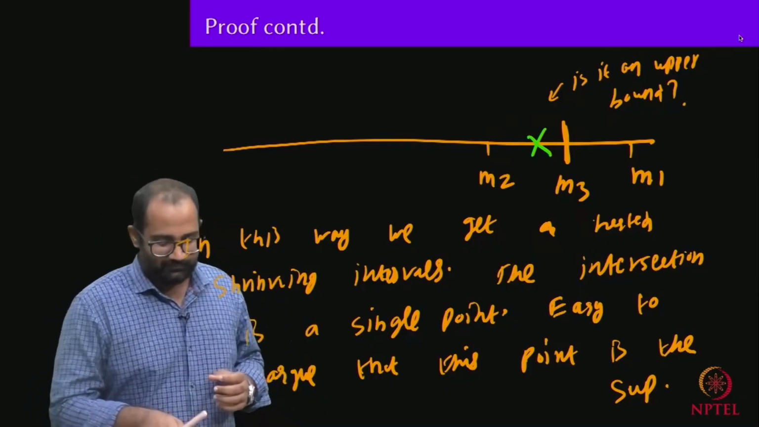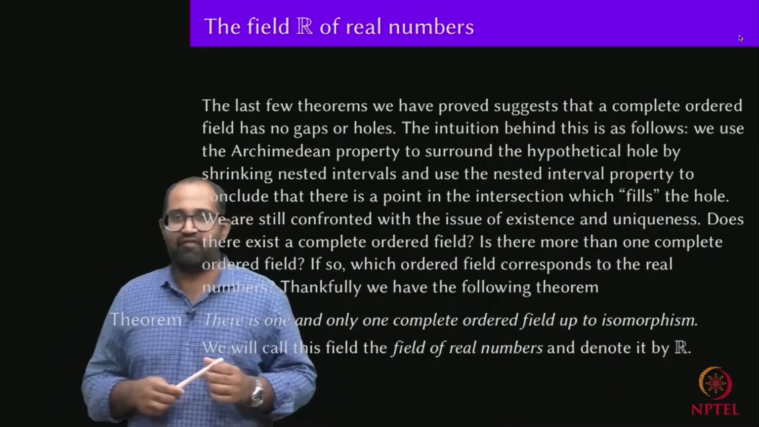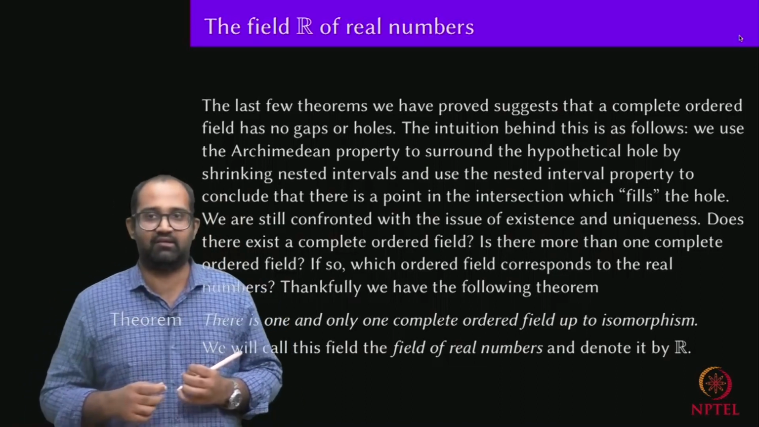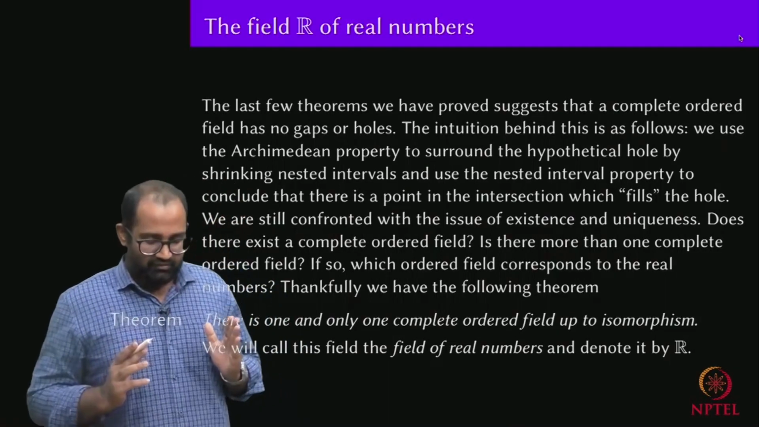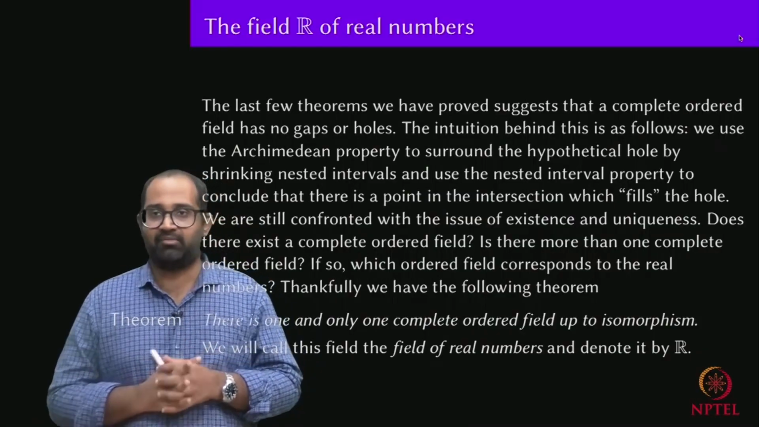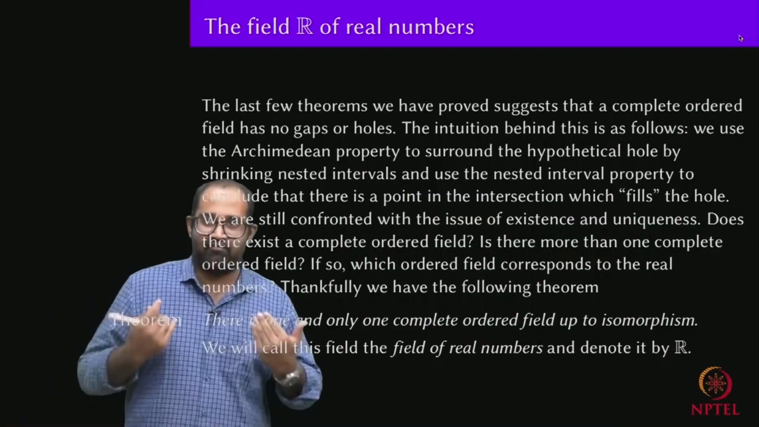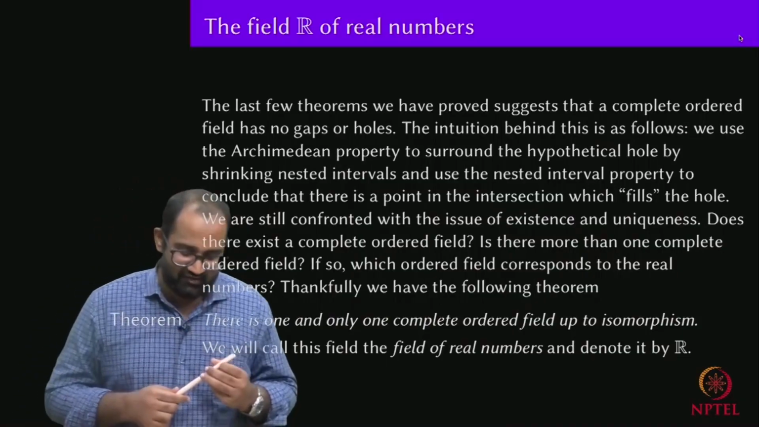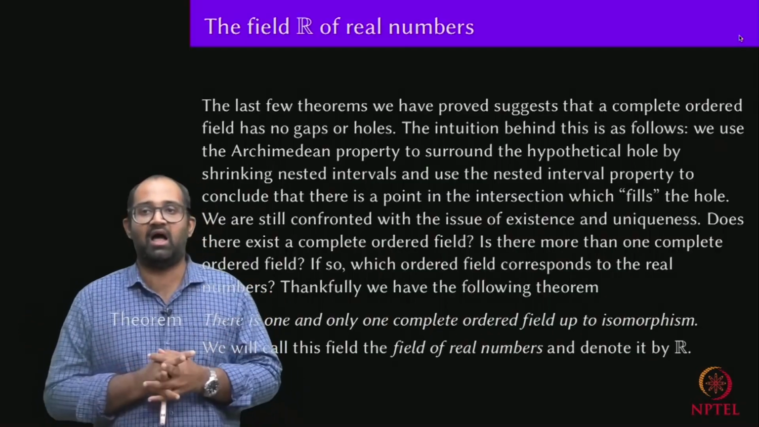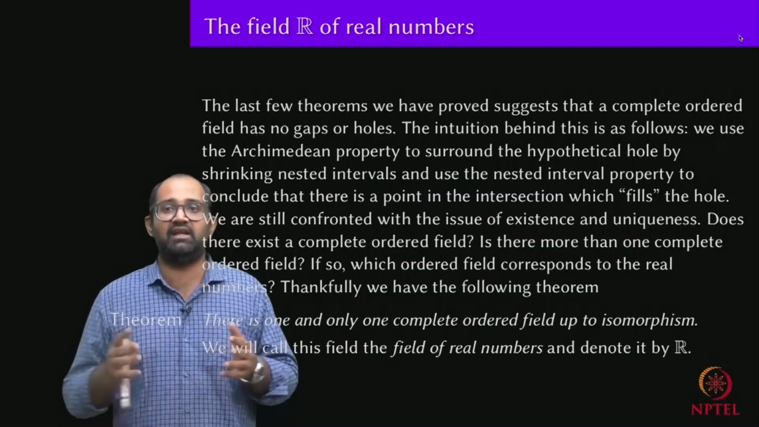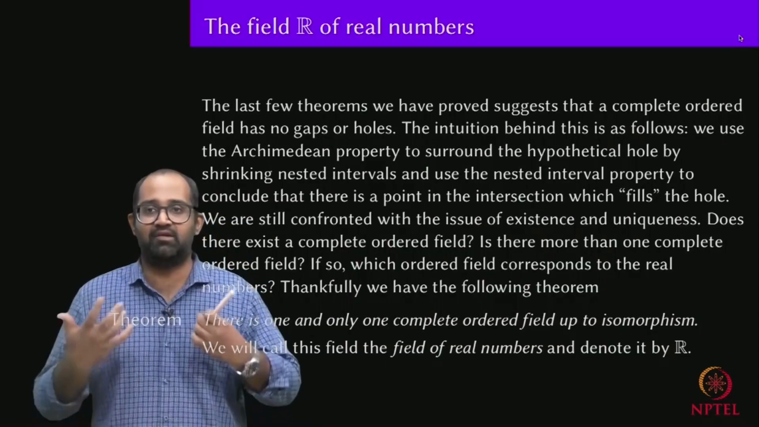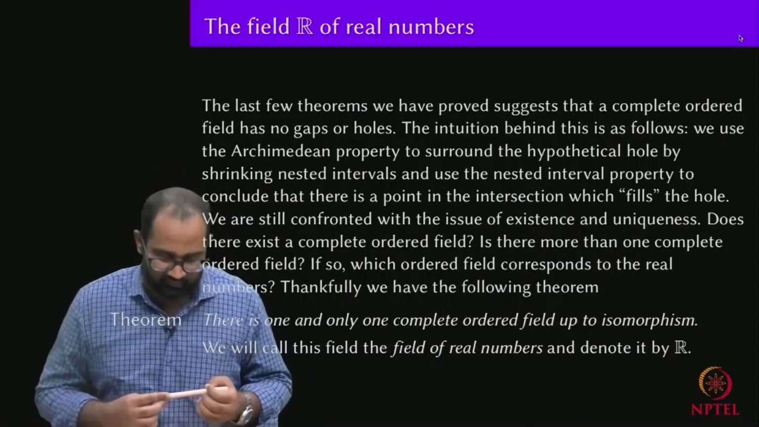Now, finally, after all this while, maybe almost 90 minutes, the last few theorems we have proved suggest that a complete ordered field has no gaps or holes. Well, I have repeated this intuition 3 times at least. Let me do it a 4th time. We use the Archimedean property to surround the hypothetical hole by shrinking nested intervals and use the nested intervals property to conclude that there is a point in the intersection which fills the holes.